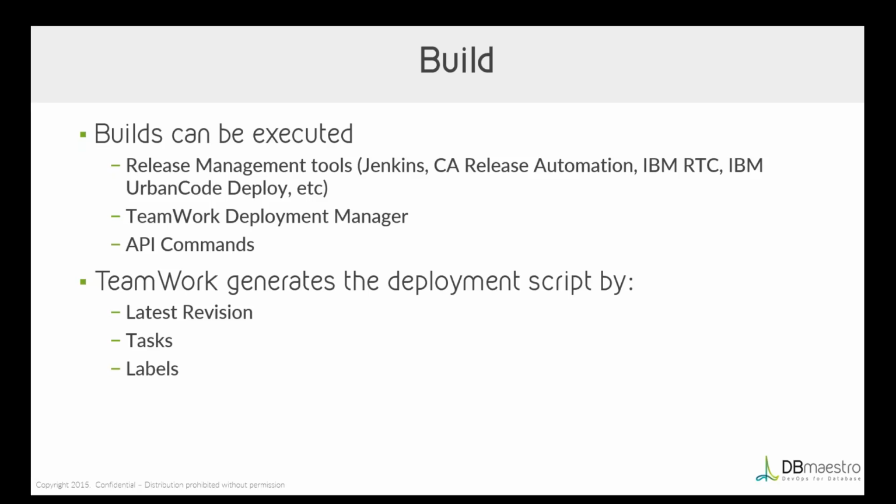So if you're doing Agile and you're doing sprints, if you want to do a build at the end of each sprint, you can add a label that says this is release 1.5 sprint 1, and that's what you deploy. So you have these different options to generate the script based on what kind of objects you want to deploy.